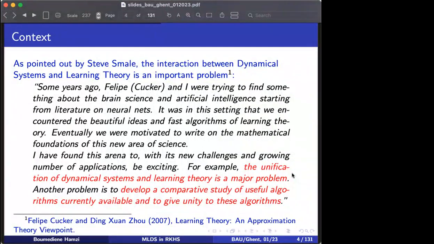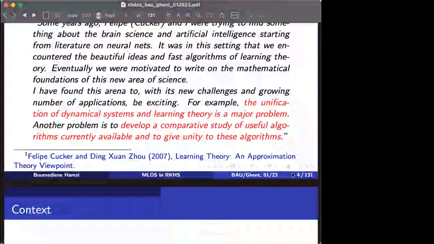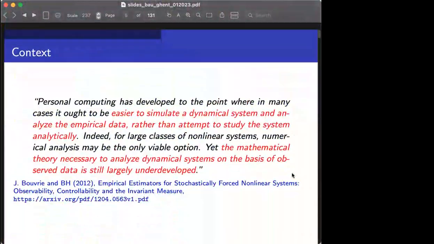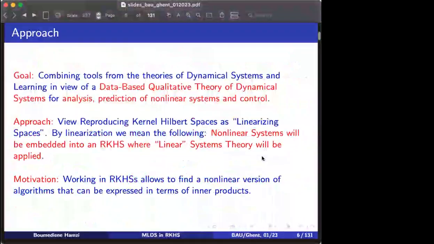Speaking of Steve Smale, this is how I got involved in the field. He is the one who encouraged both me and Jake Bouvry. Both of us were at Duke University in the period 2007-2010, and this is how we ended up being involved in the field. That's what we wrote about 10 years ago, where we said that it's easier to simulate a dynamical system and analyze the empirical data rather than attempt to study them analytically. At that time, the mathematical theory necessary to analyze dynamical systems on the basis of observed data was still largely underdeveloped.